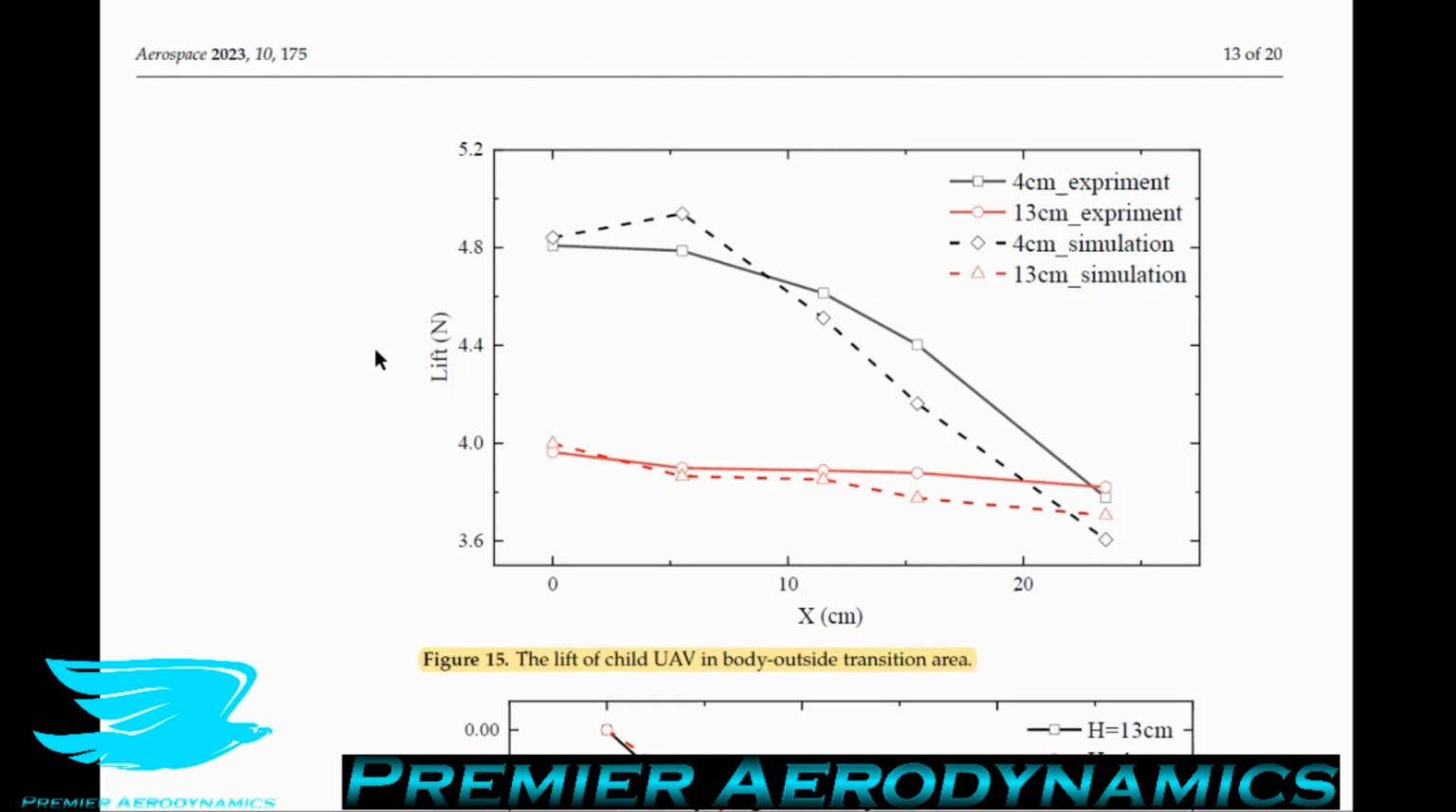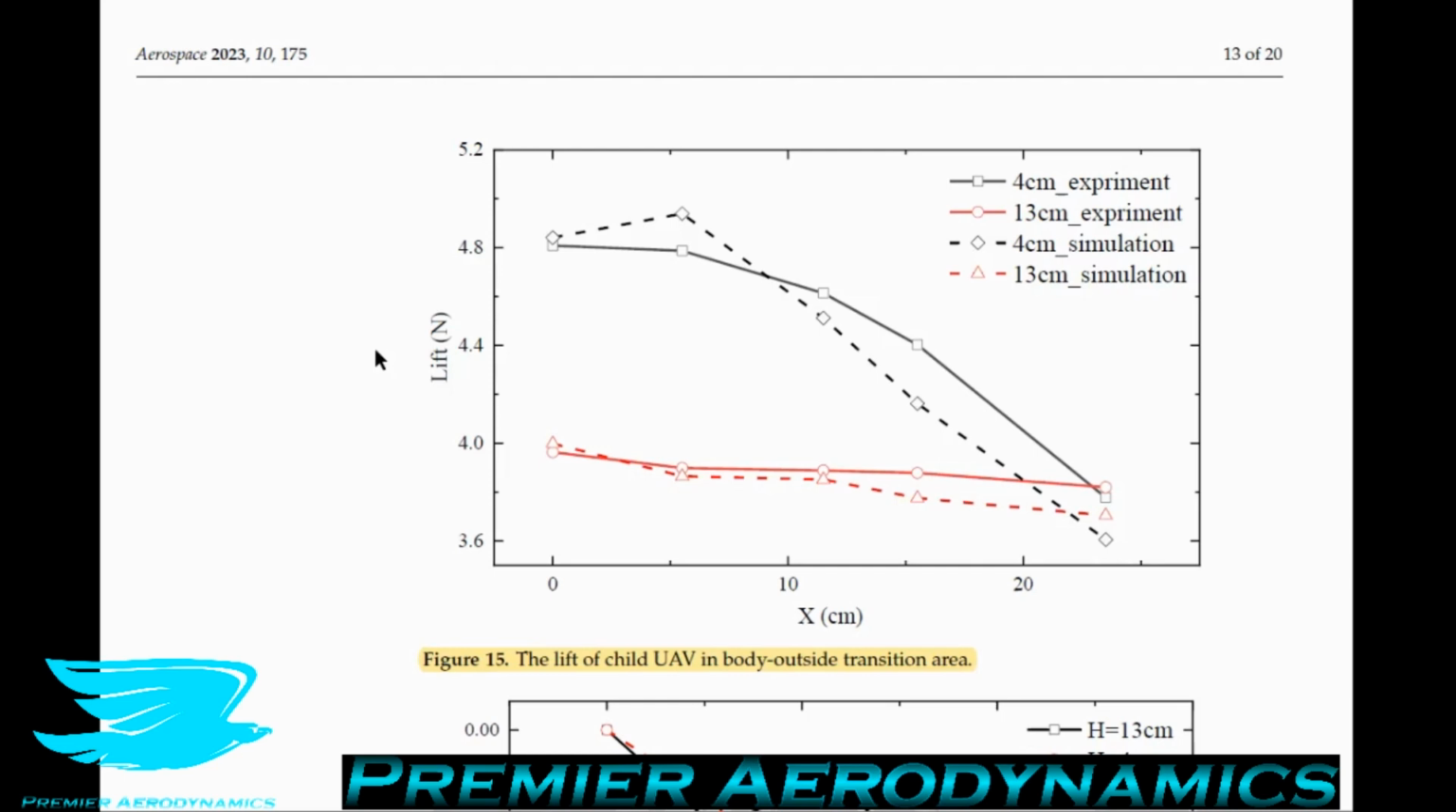It's effectively like ground effect, though not exactly, because the parent UAV is not a complete ground. It's not extending out to infinity, but that's kind of the concept. So you get an increase in the lift production there. However, once you start moving away from the center of the body, more and more of the downwash of the child rotor is skipping over the parent UAV body. So there's less and less ground effect.